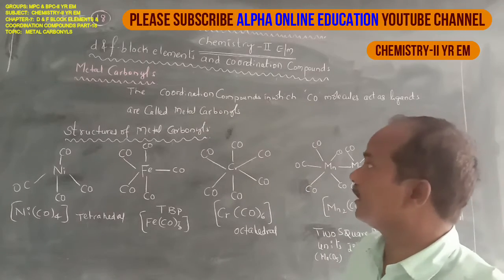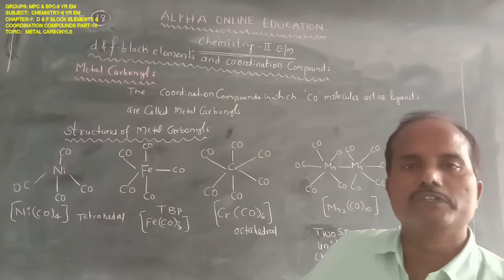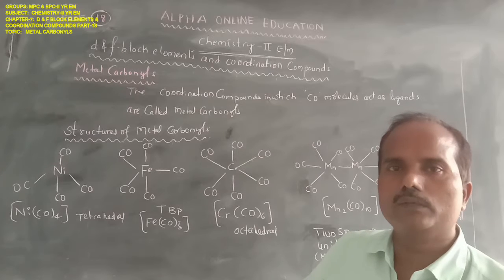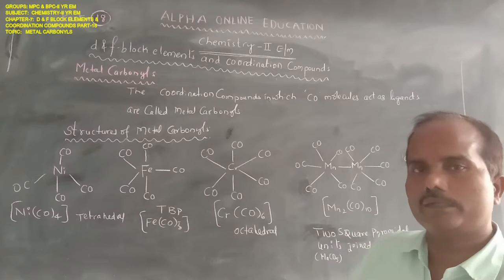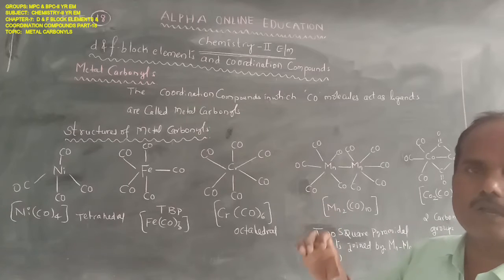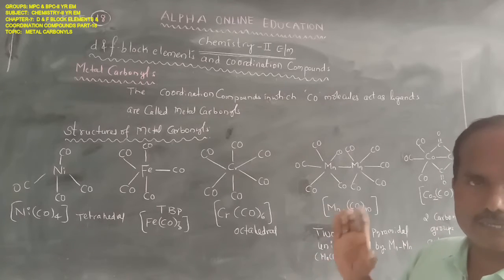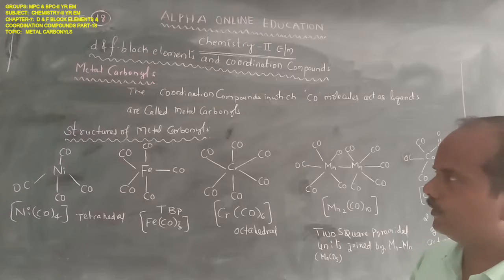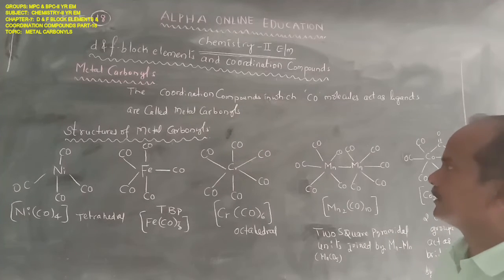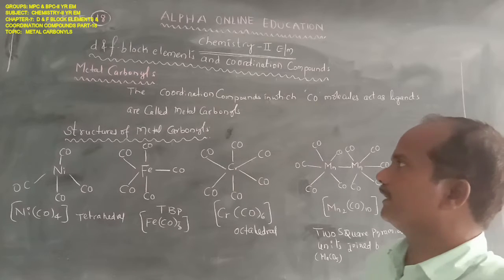Metal carbonyls are coordination compounds in which carbon monoxide molecules act as ligands. Only the carbon monoxide molecules act as ligands in these coordination compounds. Those are called metal carbonyls. Let's see the examples for metal carbonyls.